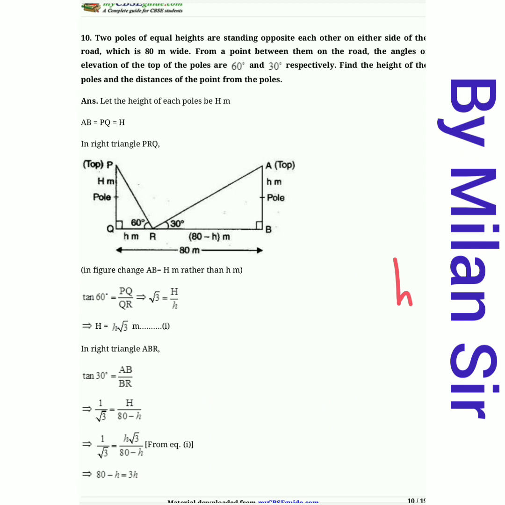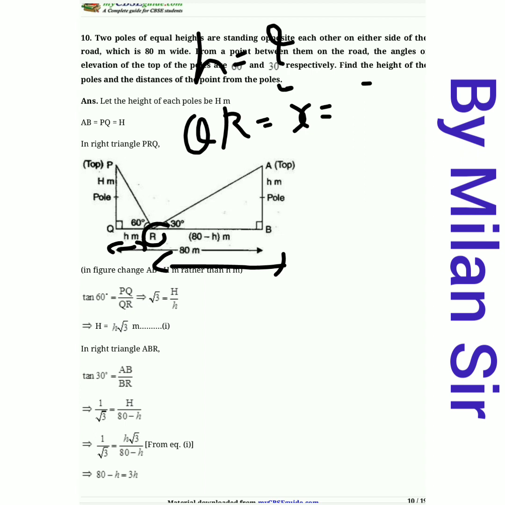Then we need to find height H, that means the height of the pole, and we need to find the distance of the point from the pole. The point is R. So the distance of the point from the poles, one is QR and one is BR. So what we need to find is H, the height of the pole, then X, that means QR, and we need to find BR. Right? So in total three things we need to find.